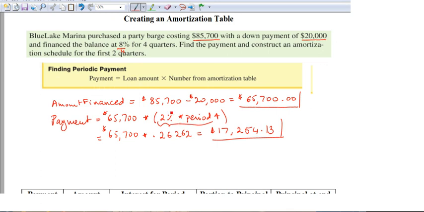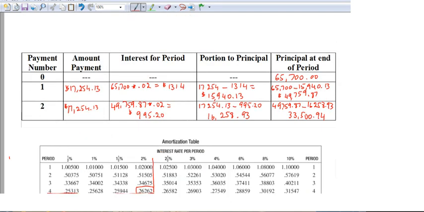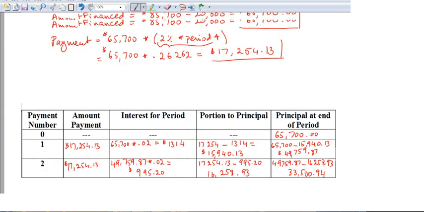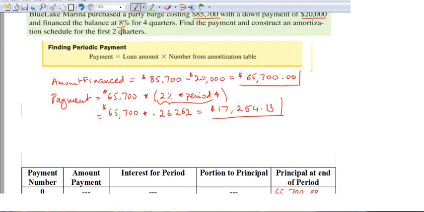The number from the table: since we have 4 quarters and 8%, 8 divided by 4 gives us 2%. So we look at the table, 2%, and the period is 4. This is part of the table. So the period is 4 and the interest is 2%. We found this number, 0.26262. So we multiply the amount that was financed, or the loan, 65,700, by this number.